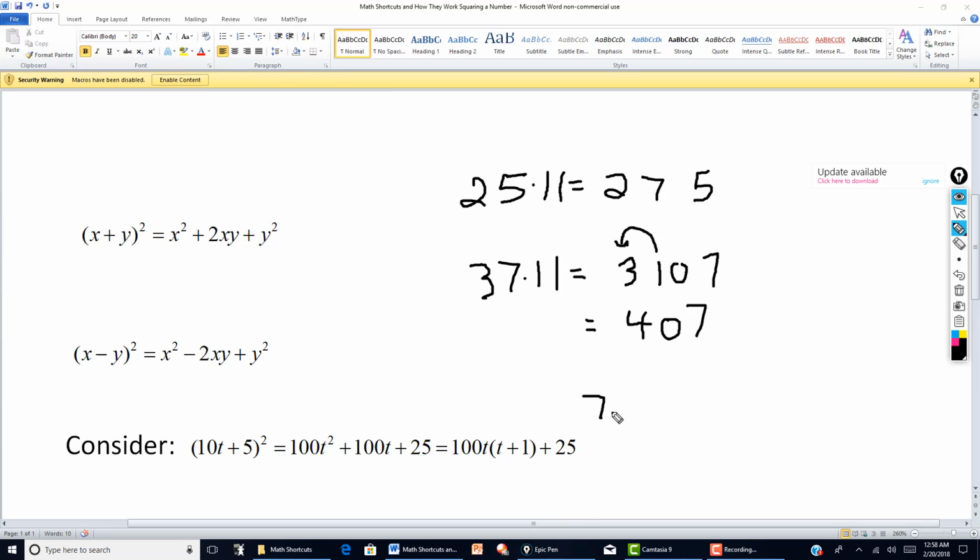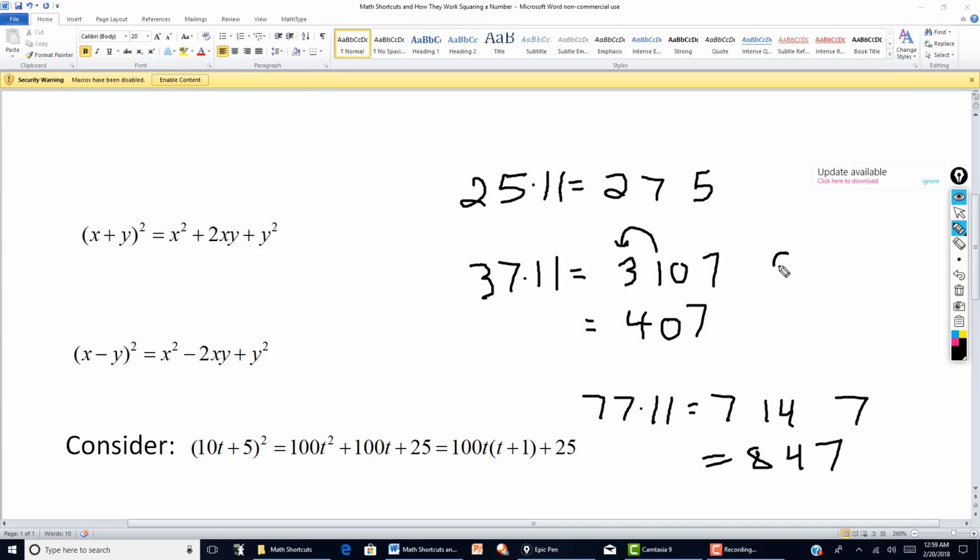Let's say 77 times 11. Again, I would bring down the 7 and the 7, leave some space there, and then I would add the digits here. 7 and 7 is 14. And again, because it's a two-digit value here, I carry the 1 over, and this gives me 847. But see, you can do those calculations. I'm writing them down so you can see them, but you can actually do the calculations in your head. Okay, so this comes out to 847.